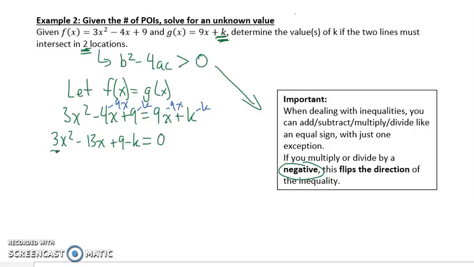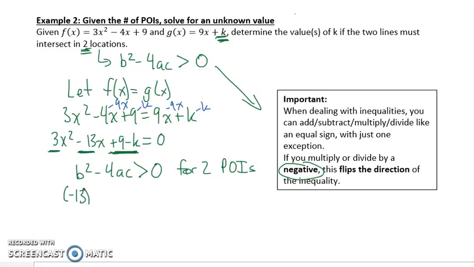So now the a term is 3, the b term is negative 13, and the c term is this 9 minus k. That k represents some number, so it is part of that c term. So we go to the b squared minus 4ac is greater than 0 for 2 points of intersection. And we can substitute that b value in. It's negative 13 squared minus 4 times a, which is 3, times c, which is 9 minus k. Has to be greater than 0.